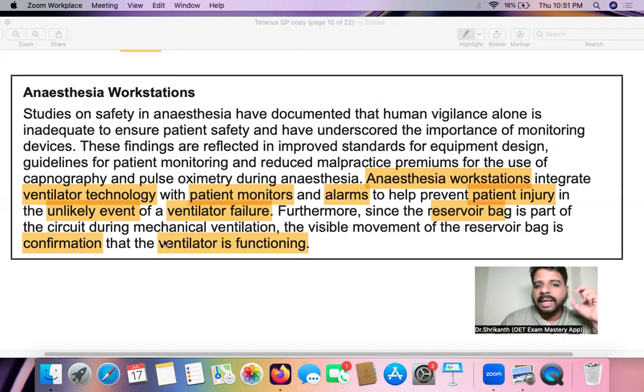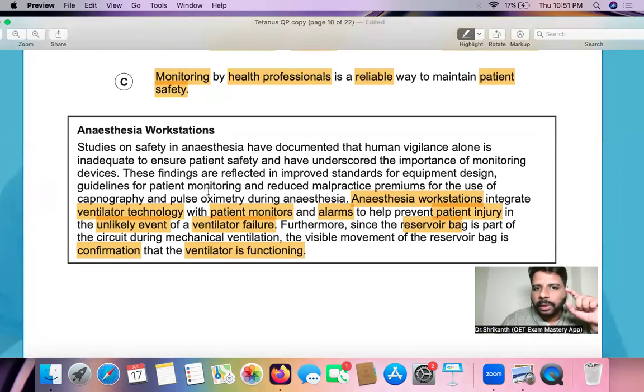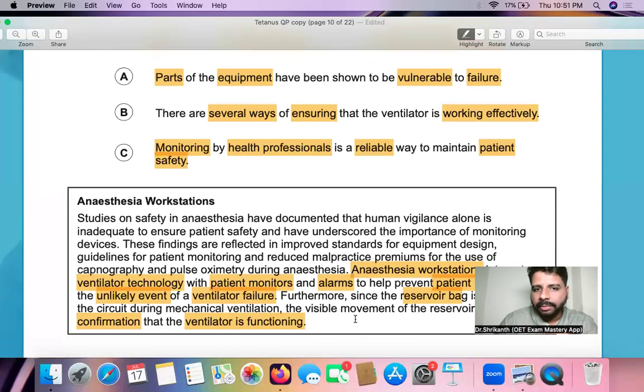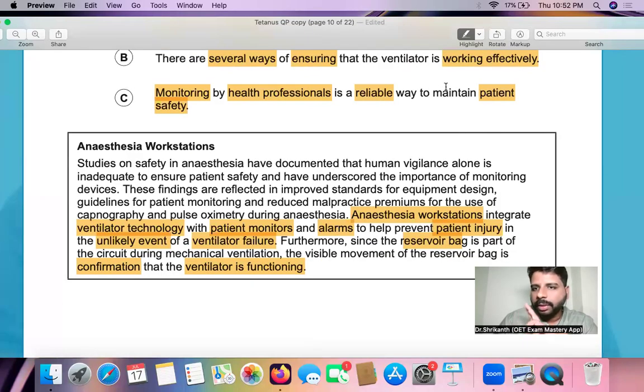Now you see the language they use: not a single word from the question is repeated over here. Several ways of ensuring the ventilator is working effectively. Not a single word from answer option B is repeated over here. But still, that is the meaning. That's why I told you it is very difficult to choose the correct answer. So let's try the elimination strategy.